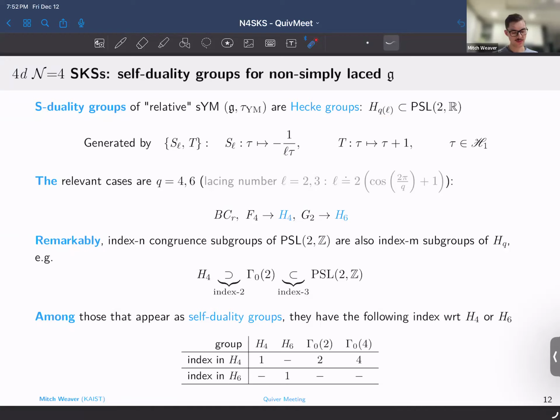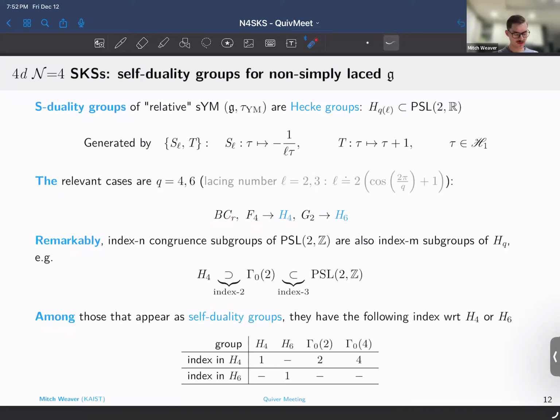These are subgroups of PSL2R. They're generated by two elements, an S-like transformation and the usual T transformation, and they act on the upper half space via the standard Mobius action. The relevant cases are when Q is equal to 4 or 6. It turns out that it's the BCR cases: in F4, the S-duality group is this H4 Hecke group, and for G2, it's H6.